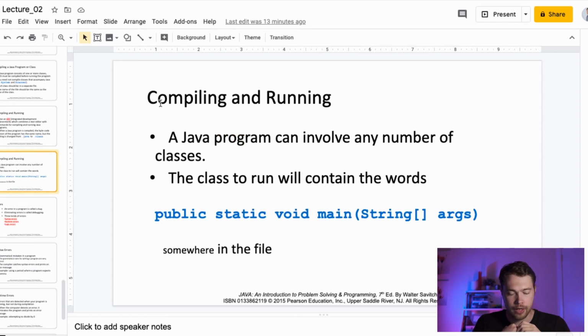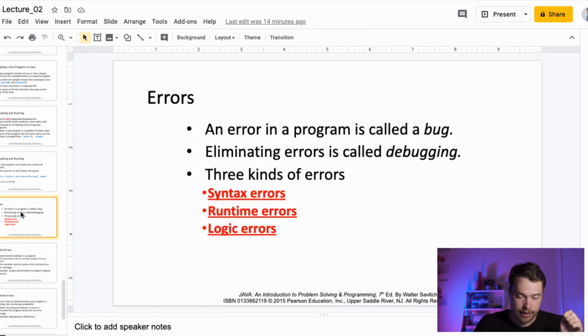A Java program can involve any number of classes. The class to run will contain the word main. I hope you remember that. It's possible that you have a lot of methods, a lot of functions in your code, but only the one called main is going to be executed. From that main, you can call all other functions, but if in that main you're not calling anything, nothing will be done. Hope you guys remember that.